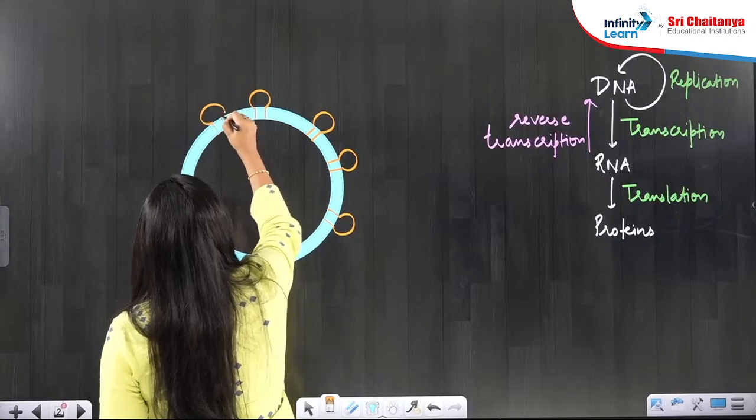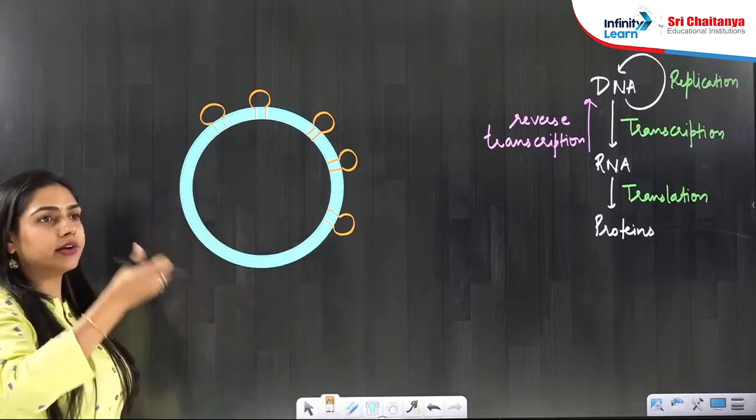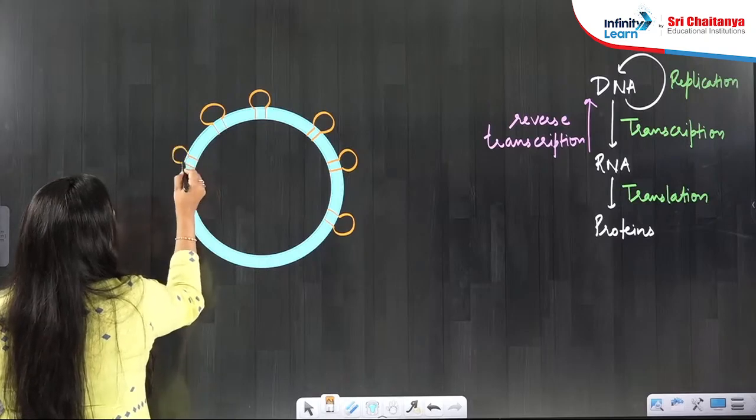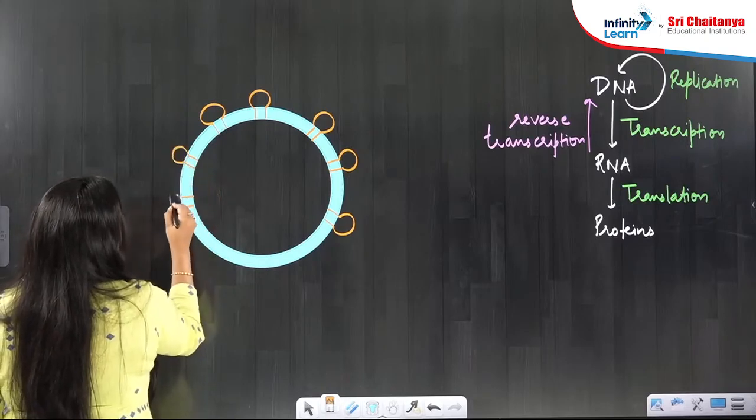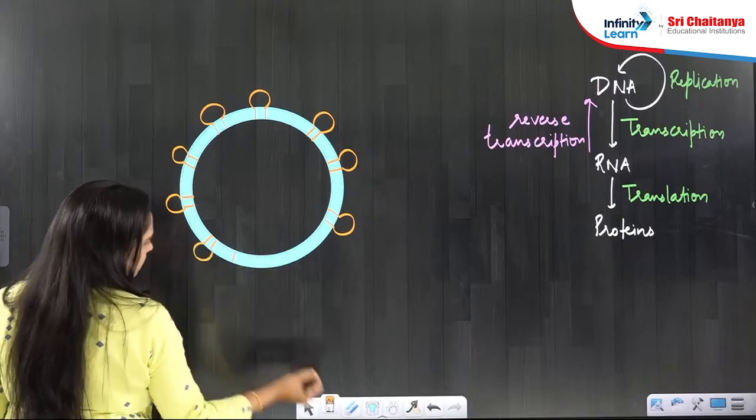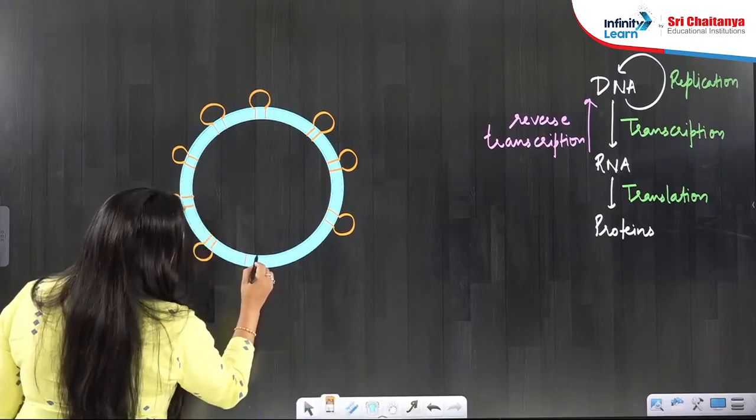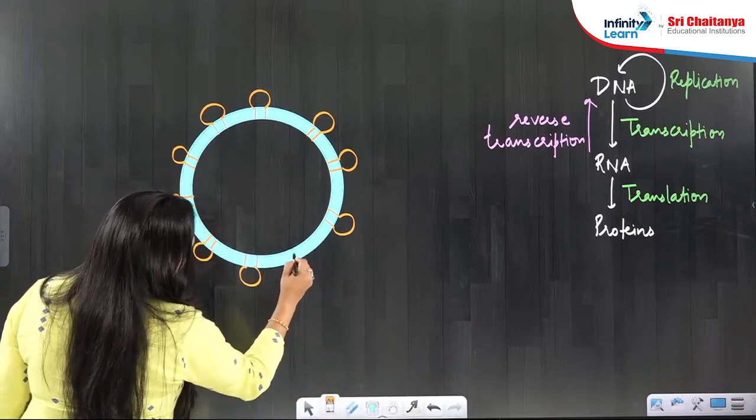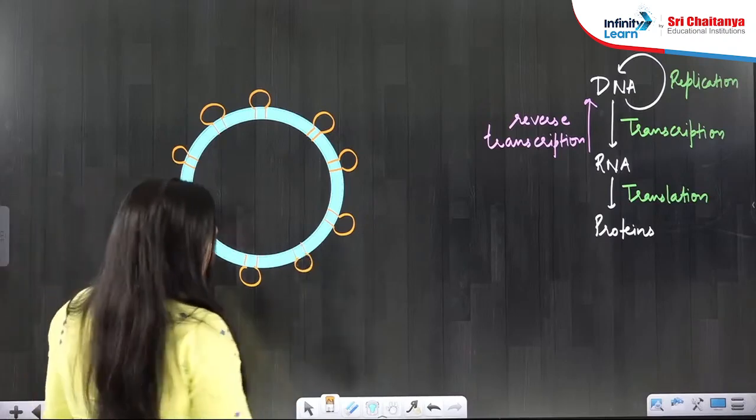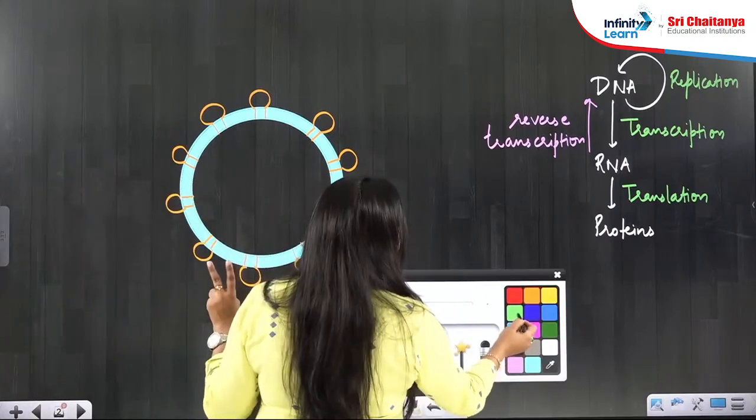Glycoproteins are those proteins which have carbohydrate and protein. So these are the glycoproteins. This is the envelope, and in this envelope I am making some of the glycoproteins. Now, there are two protein coats.